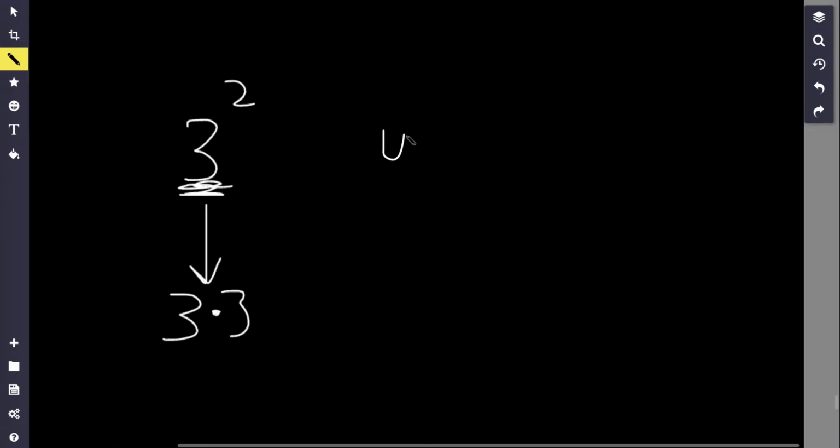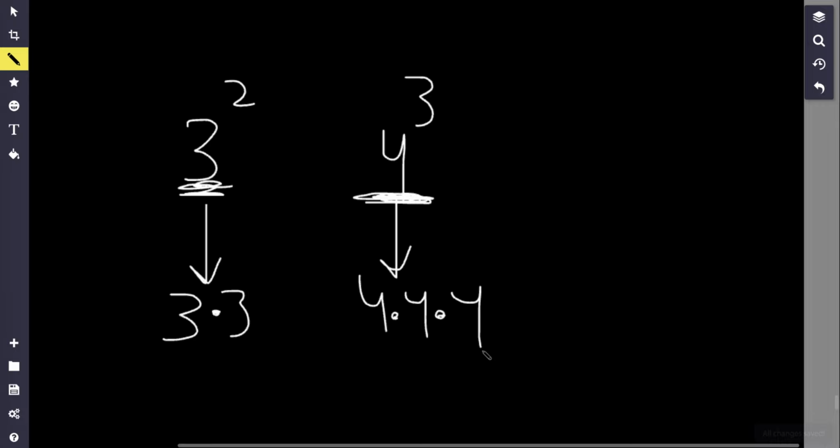If I had 4 to the third power, what I'm essentially doing is I'm taking the number in front of the exponent, which is actually called the base. So you're taking the base of this exponent and you're multiplying it by itself, in this case, 3 times. So 4 times 4 times 4. So exponentiation is basically just repeated multiplication.